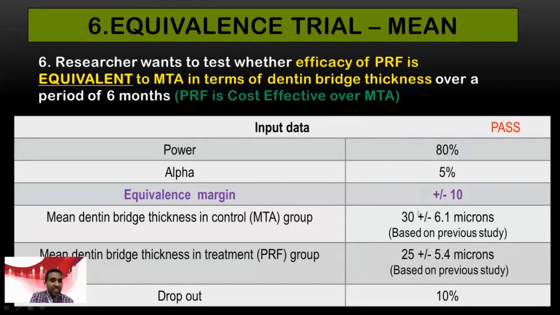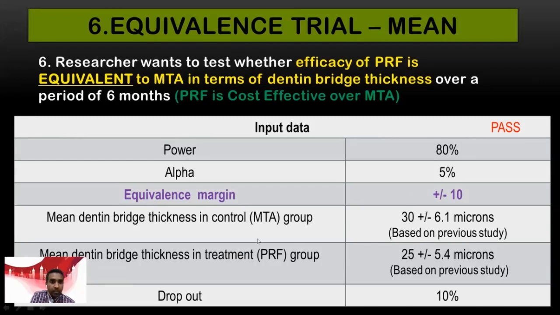Why is it plus or minus? Who knows, the PRF may be superior to MTA or PRF may be inferior to MTA. If it is going to be superior to MTA, we need to think about PRF in future rather than spending much money on MTA. Am I right? Yes. So we don't know whether PRF is going to be superior or inferior, but we want to prove the fact that PRF is equivalent to that of MTA. So based upon the clinical assumption, I want to be 10 plus or minus 10. Suppose it's 30, it means 20 to 40 is the equivalent range.